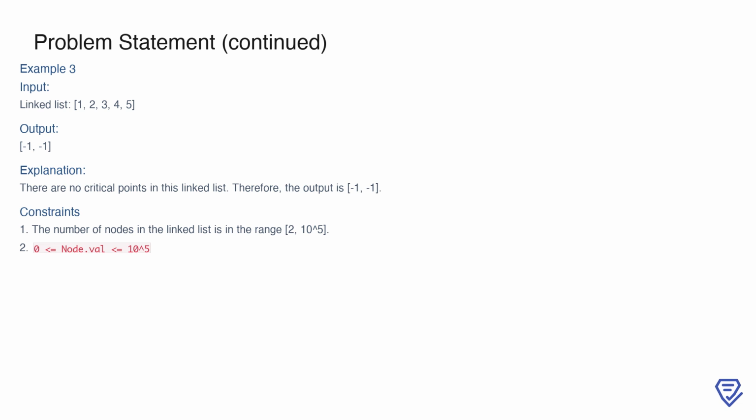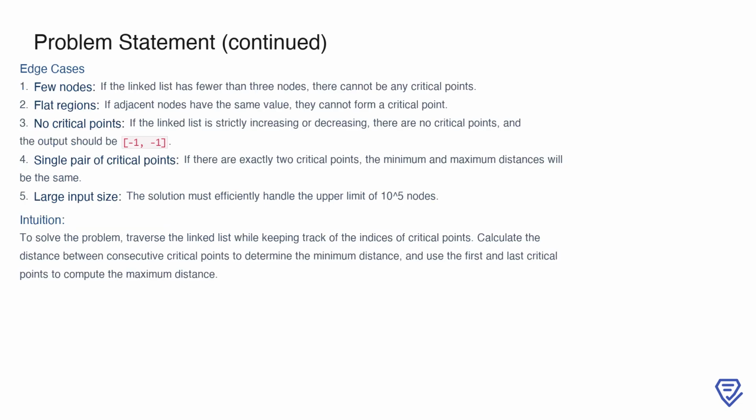When analyzing the constraints, we see that the number of nodes in the list can go up to 100,000, and each node's value ranges from 0 to 100,000. This means the solution must handle large input sizes efficiently without exceeding time or memory limits. To ensure a robust solution, we should consider several edge cases. First, if the linked list contains fewer than 3 nodes, it's impossible to have any critical points since there aren't enough neighbors for comparison.